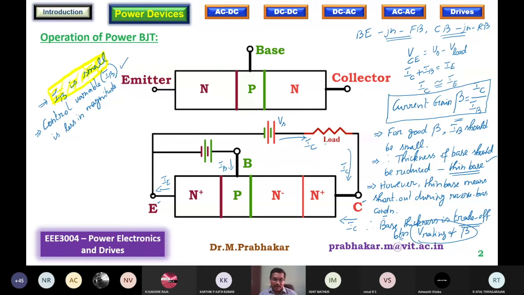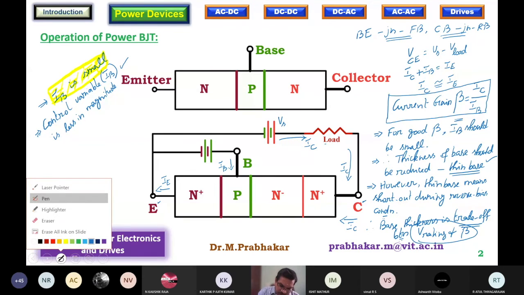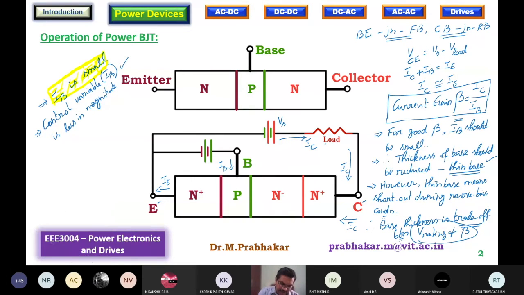Very, very important point. As a result, the thickness of the base region. Therefore, now I should write current gain, not thickness. Therefore, beta of power BJT is less. It is somewhere in the range of 5 to 20.